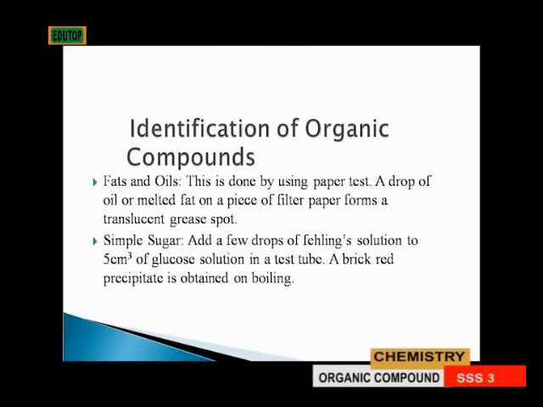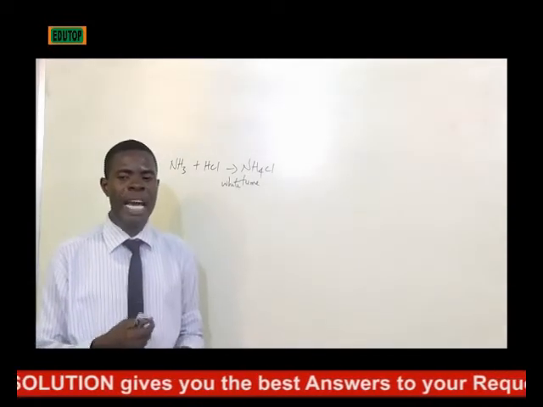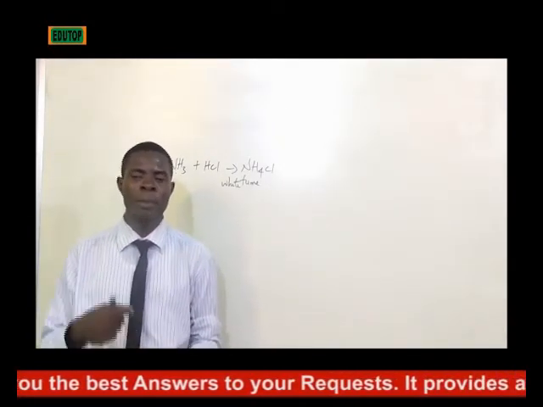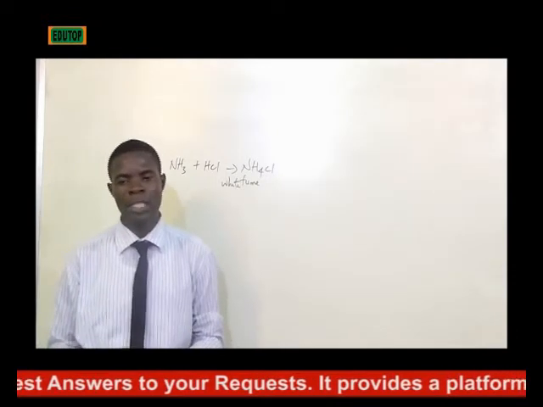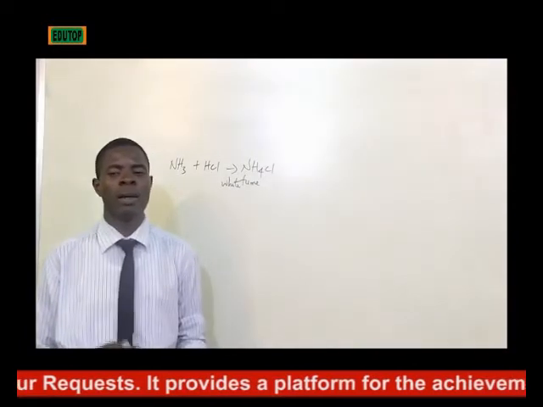Simple sugar. Add a few drops of Fehling's solution to 5 cm cube of glucose solution in a test tube. A brick red precipitate is obtained on heating. So a brick red precipitate is obtained when it is boiled. That is a confirmatory test for simple sugar.